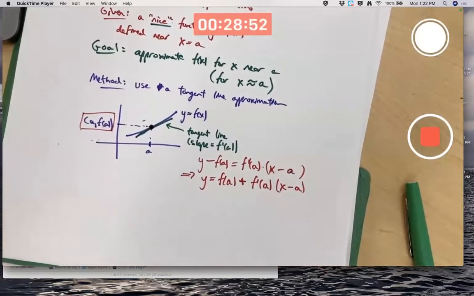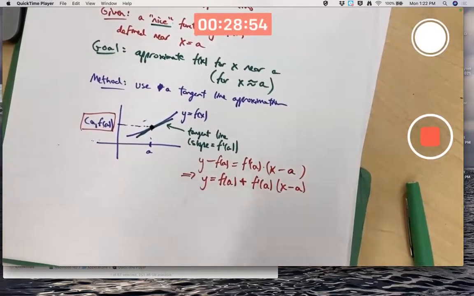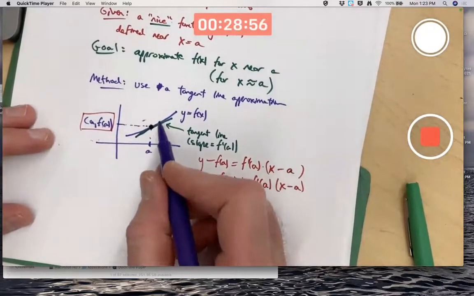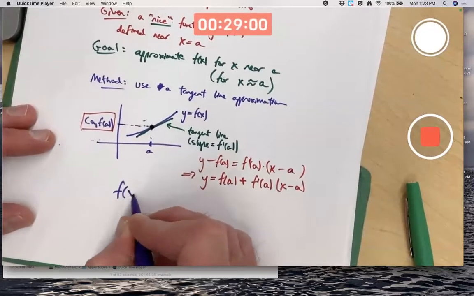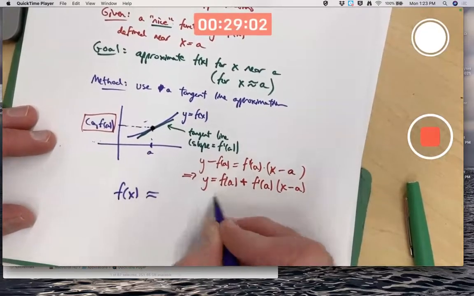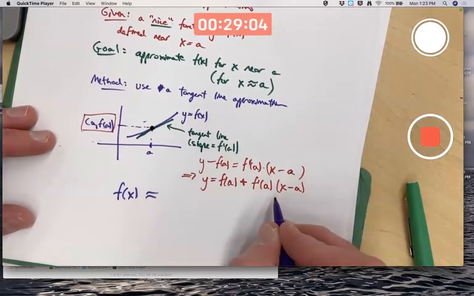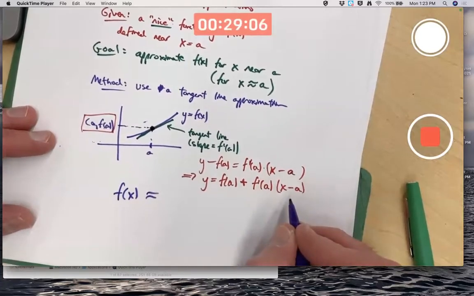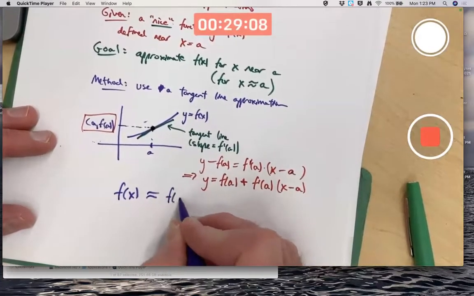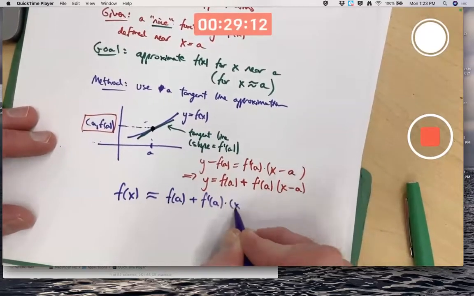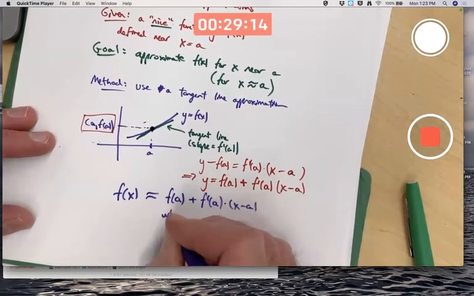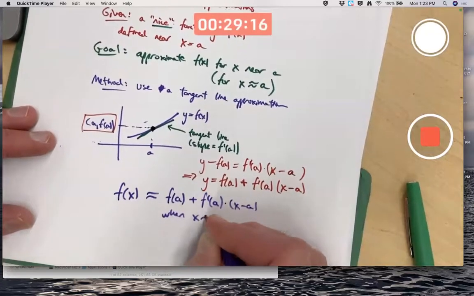And as far as an approximation goes, the tangent line is very close to the graph of the function. So I can say f of x is approximately this expression, the right-hand side of the equation of the tangent line, f of a plus f prime of a times x minus a, when x is close to a. X is approximately a.